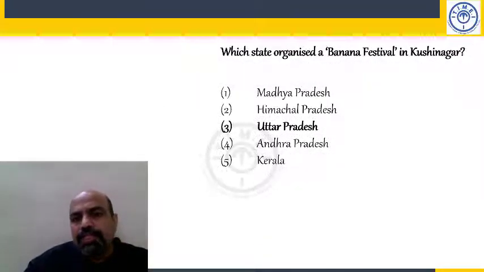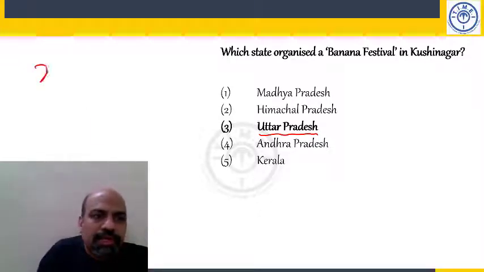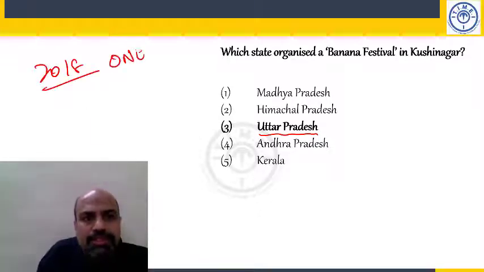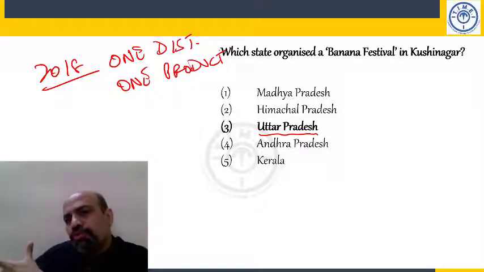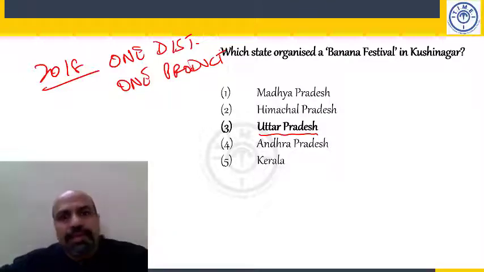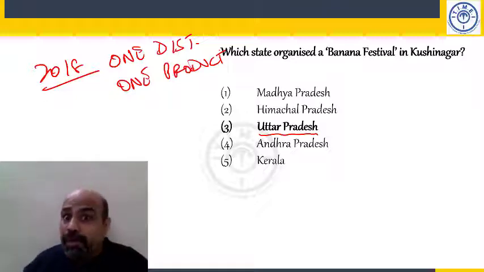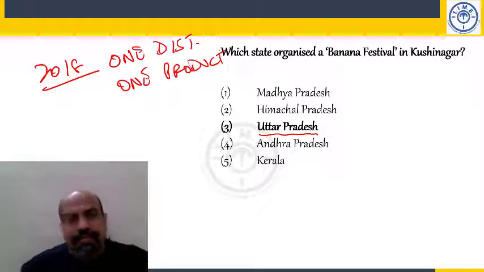Chalo. Which state has organized a banana festival in Kushinagar? Uttar Pradesh. Kushinagar, you know, is associated with Bhagwan Gautam Buddha. In 2018, Uttar Pradesh launched the one district, one product scheme. Under this, a district should produce what it is very good at. So Kushinagar district is pretty famous for its world class bananas. At this festival they showcased what can be made with bananas: edibles, banana wafers, chips, and other things that could be used with banana plantains.